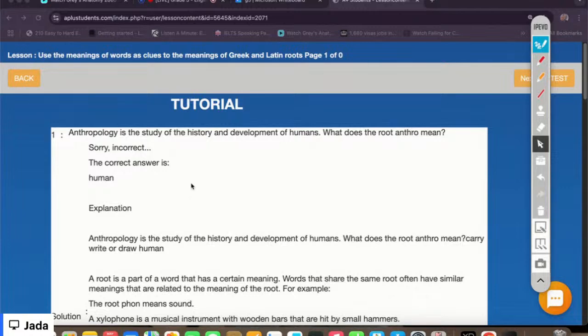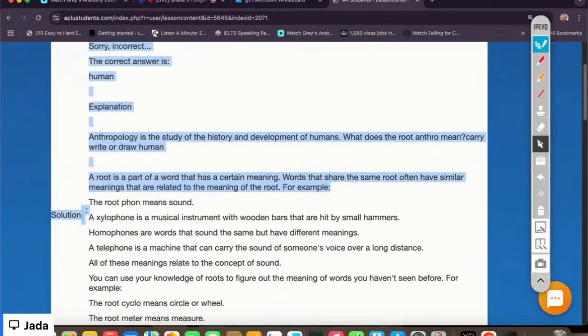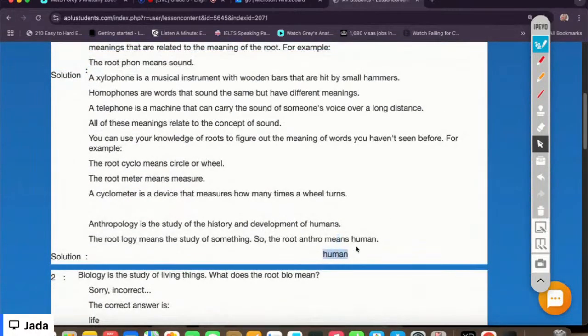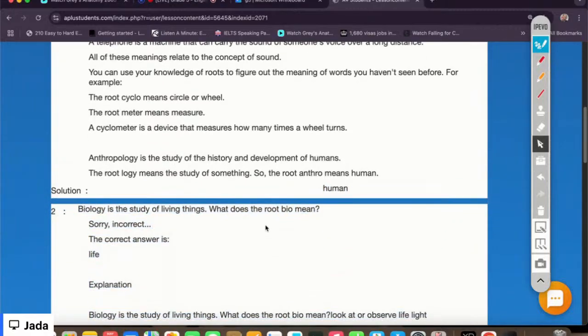So from here we have anthropology, the study of the history and development of humans. What does the root anthro mean? So from the meaning of the word, that's how you can figure out the meaning of the root word. So it means what? Human. Okay? So biology is the study of living things. What does the root bio mean?